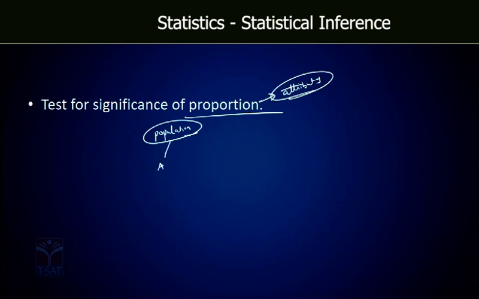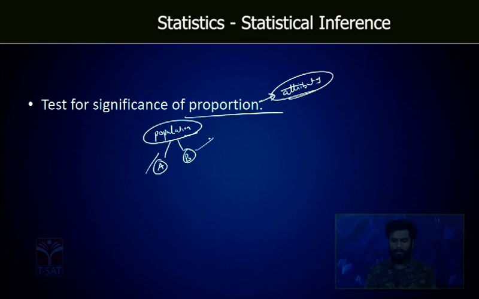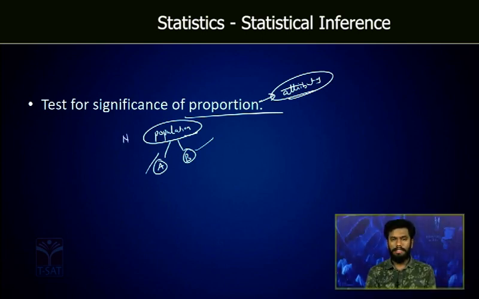Now consider a population where there are 2 groups of newspaper readers, that is the people who are reading newspaper A and the people who are reading newspaper B. Let us consider the total population size as n, and it is n1 and n2. Now what is the proportion of people who are reading newspaper A? That is n1 by n. We call it P naught.